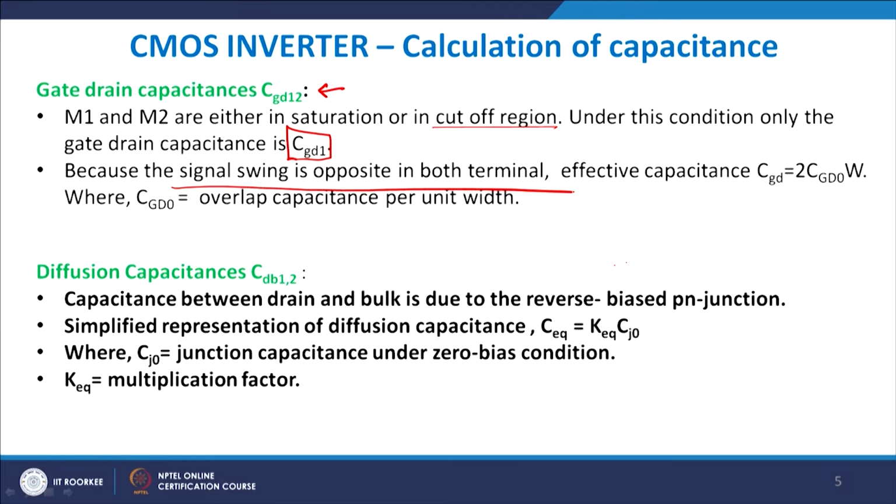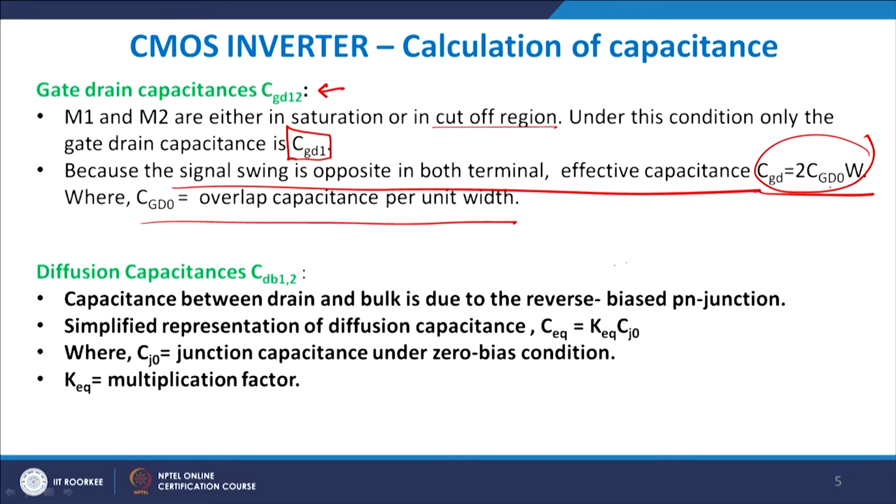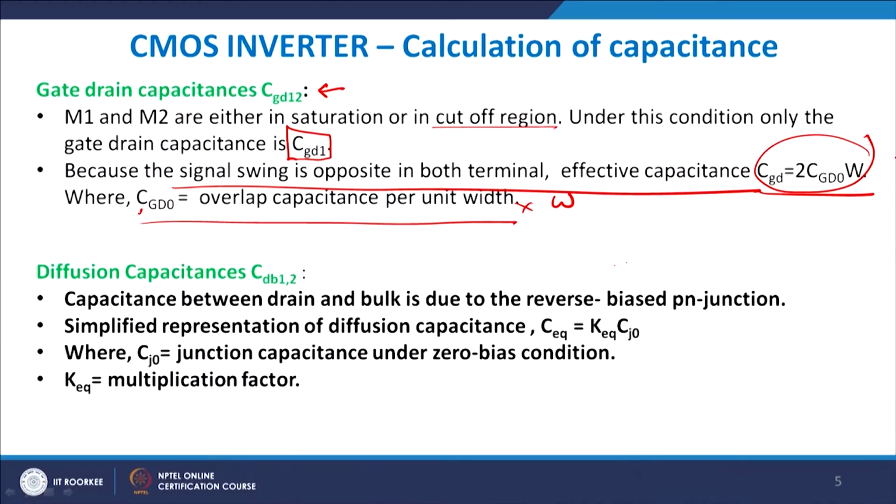Since the signal swing is opposite in both the terminals, CGD is equal to 2 CGD0 into W, where CGD0 is the overlap capacitance per unit width. So, you see why we are multiplying it by 2 into W: since this CGD0 is per unit width, if you multiply with width, you get the total capacitance. And since you have two devices connected to the same input, we multiply that by 2. The signal swing is opposite, so when it is positive for PMOS, it is negative for NMOS and vice versa, right? And so the effective capacitance will be just double of that, because they will be in parallel to each other. So this was basically your gate to drain capacitance.